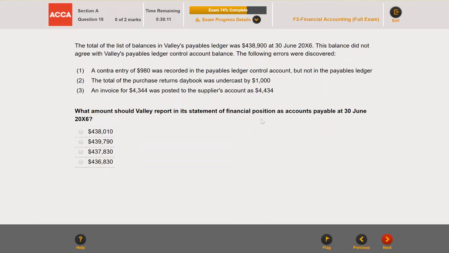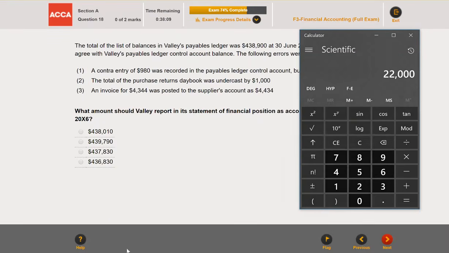So if we take the payable ledger balance, this is an error that is in the payables ledger, so it should be removed. So contra is a decrease. And then the total of purchase returns day book was undercast by 1,000. Remember, if there is a problem in the total in the day books, it goes to the general ledger, not the subsidiary ledger. So no effect on the subsidiary ledger.